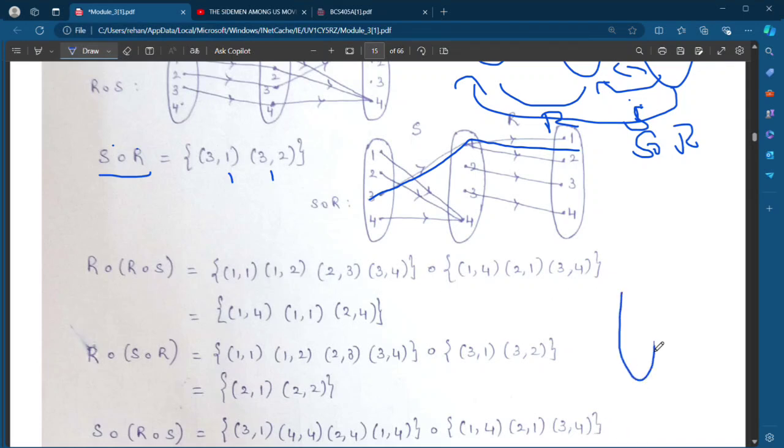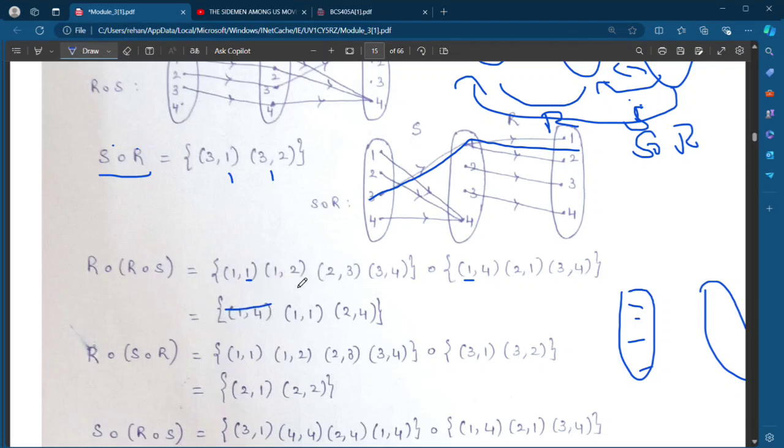So what you do, just write these four sets here: 1 2 3 4. Then the second set you have to write like this: 1 4 2 1 3 4. Just understand. So here 1 comma 1 is starting. What is ending here has to start from here. So 1 comma 1 ends with 1, and here it is also starting with 1 comma 4.